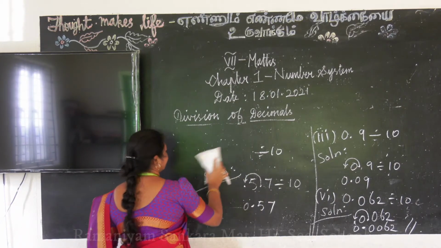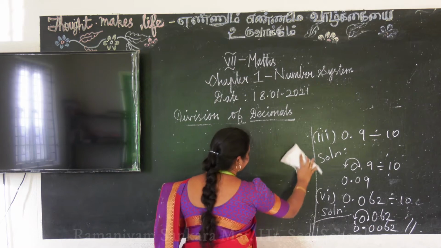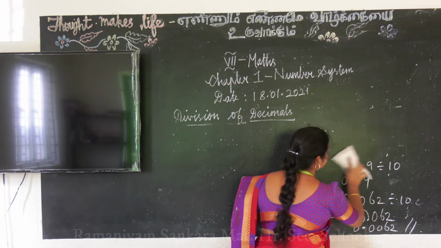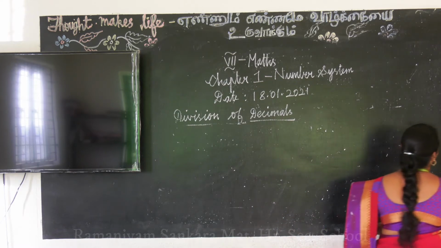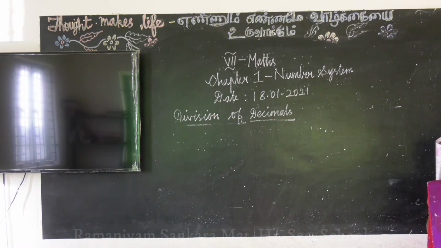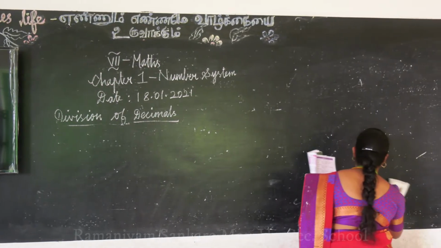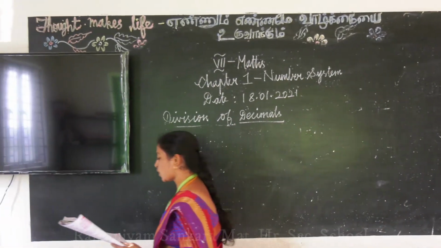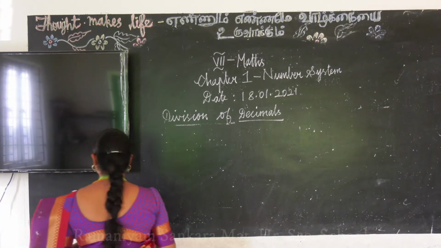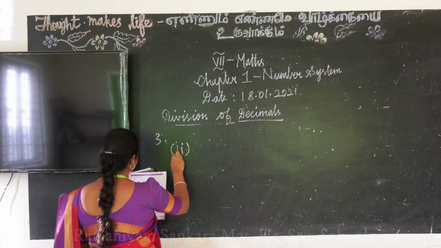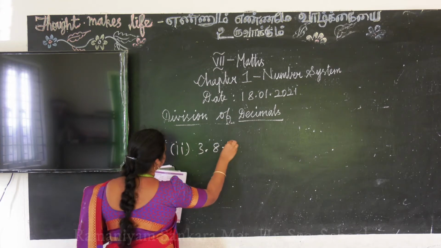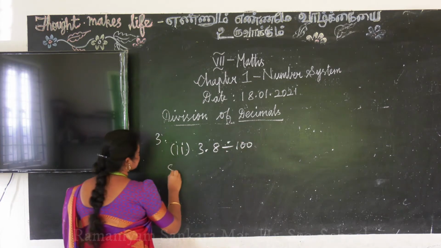That is also very easy, ma'am. Listen, because they have given the divisor as a power of 10, which means 100. In the third Roman letter, divisor is 100. Next, in the fourth Roman letter, they have given the divisor as 1000. Okay, see third Roman letter, second sum I will do: 3.8 divide 100. See solution.